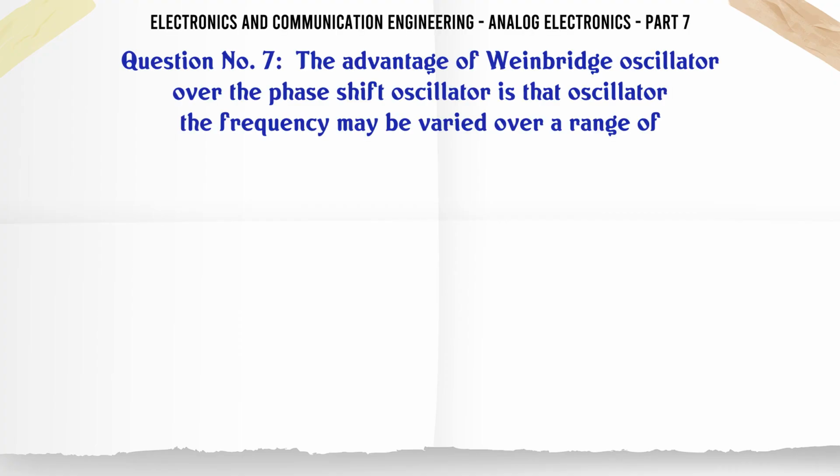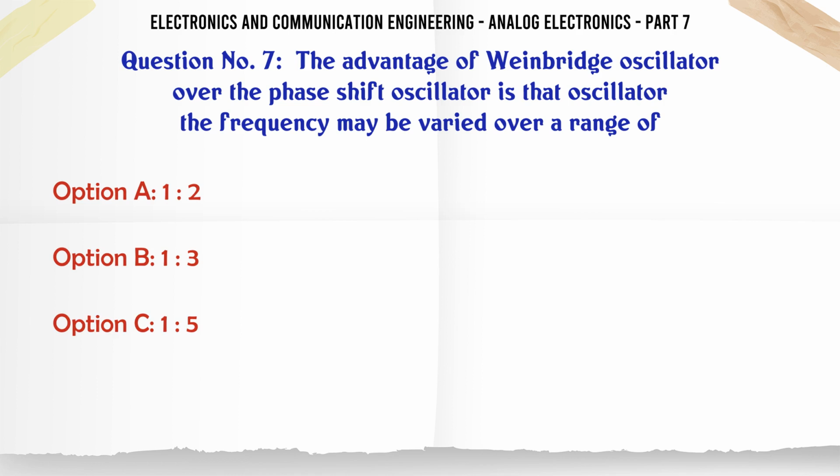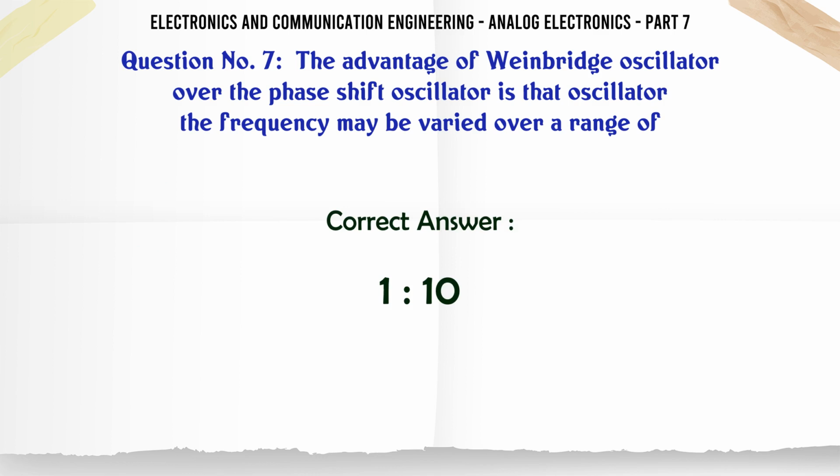The advantage of Wien bridge oscillator over the phase shift oscillator is that the frequency may be varied over a range of A. 1:2, B. 1:3, C. 1:5, D. 1:10. The correct answer is 1:10.